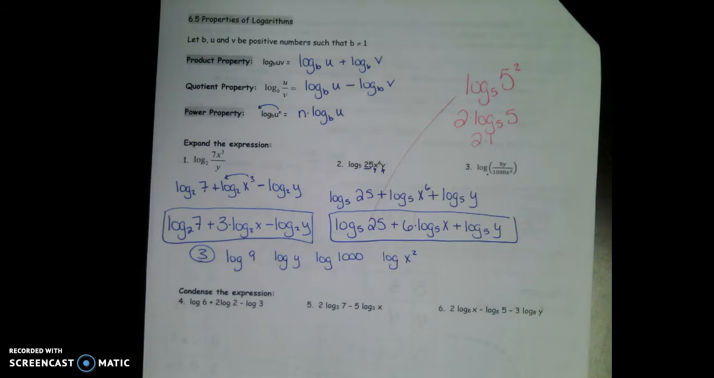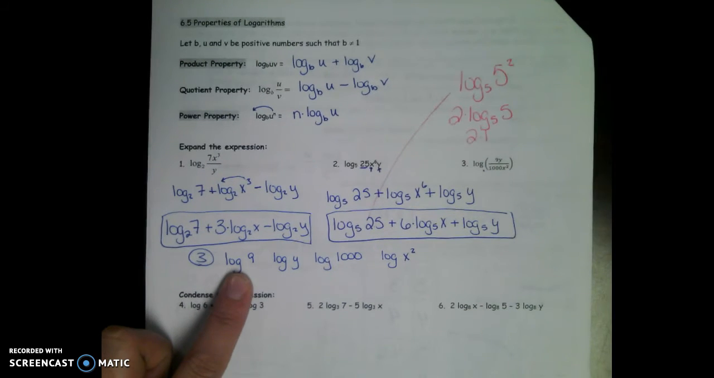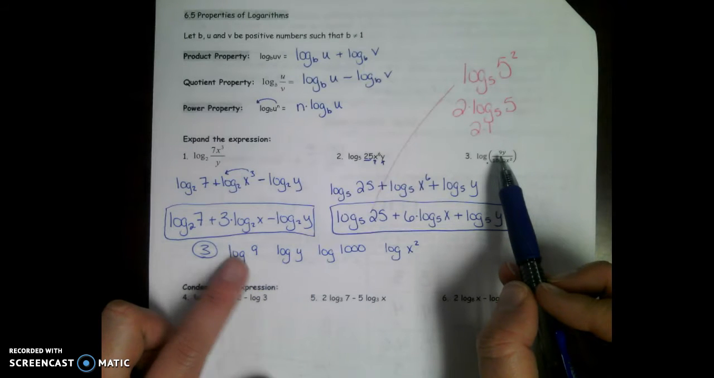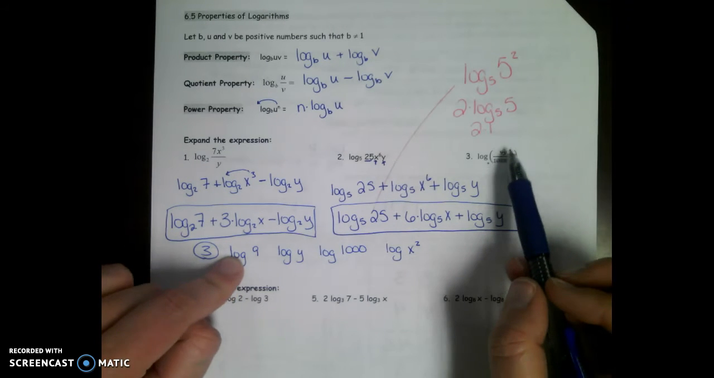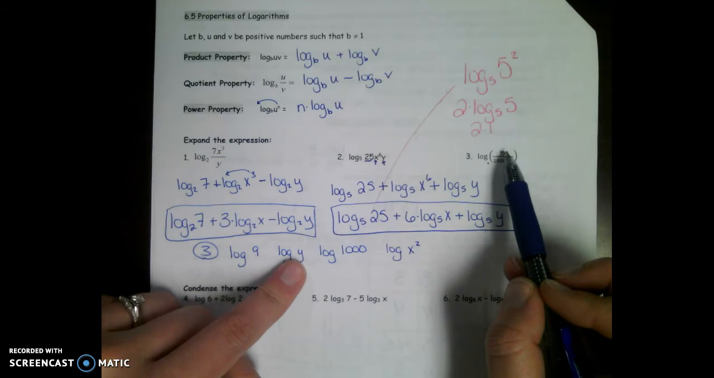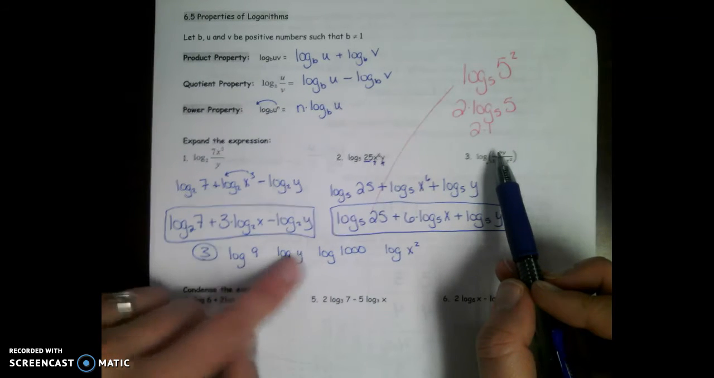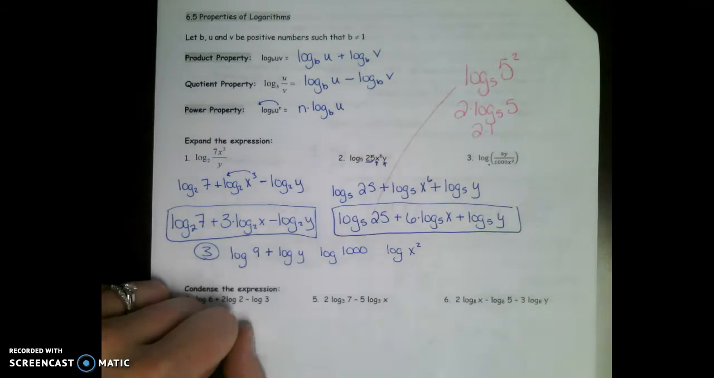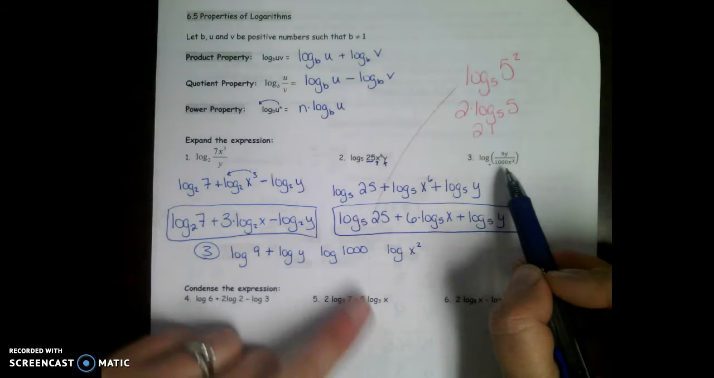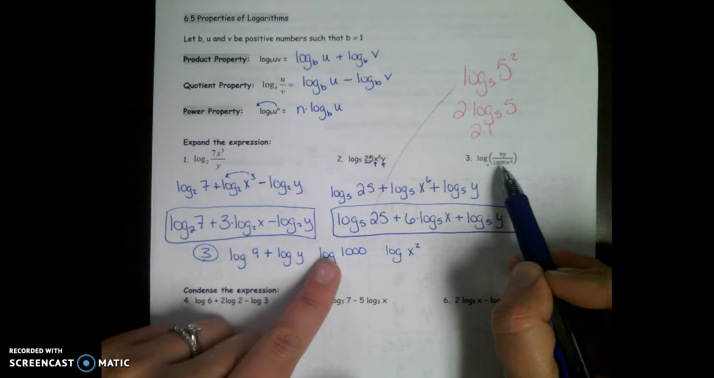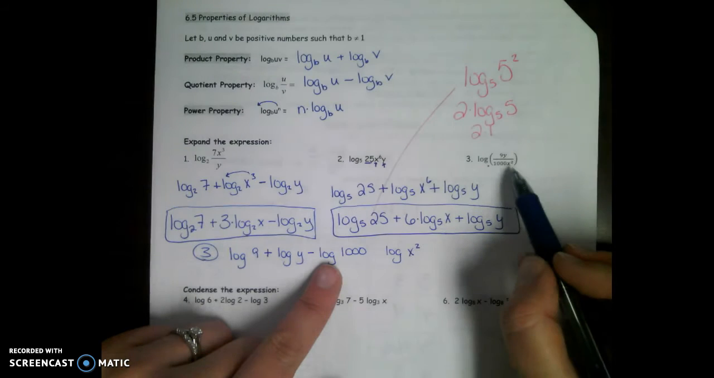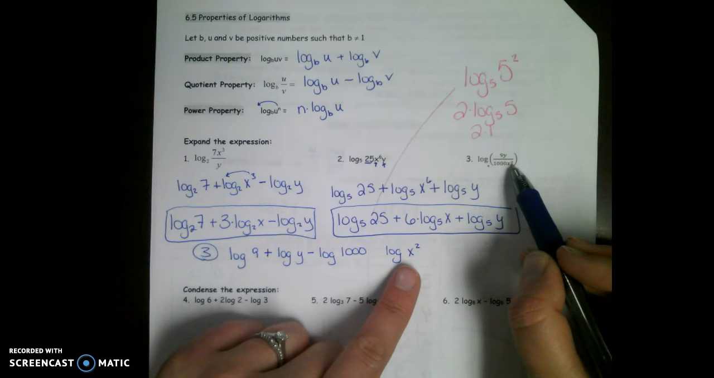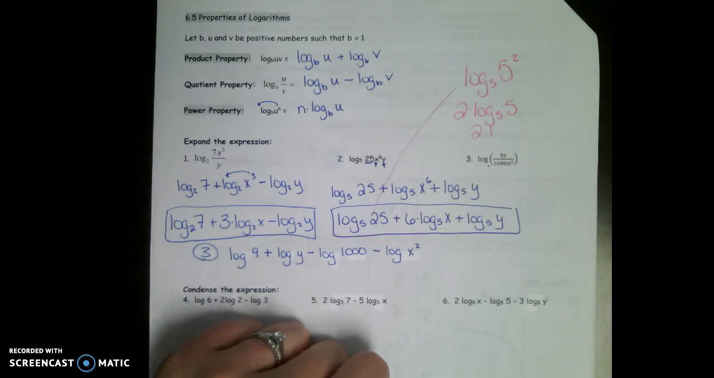This is a problem where the shortcut is really going to help you. Log of 9. The 9 came from the top, so that log needs to be positive. It's in the front, so we just assume that that's positive. We're good. The y was on the top, so that log needs to be positive, so put a plus in front of it. Where was 1000 originally? Bottom, so that log needs to be negative. Where was the x squared originally? The bottom, so that log needs to be negative.